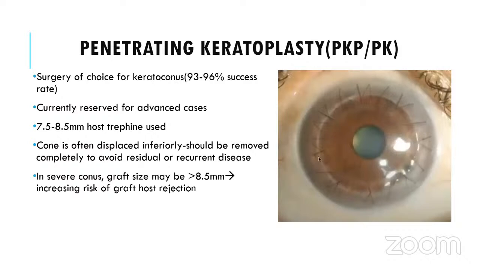Then penetrating keratoplasty. It is the surgery of choice for keratoconus as there is a 93 to 96% success rate. It is currently reserved for advanced cases. A 7.5 to 8.5 mm host trephine is used. The cone is often displaced inferiorly and should be removed completely to avoid residual or recurrent disease. In severe cones, graft size may be more than 8.5 mm and there is increasing risk of graft-host rejection.